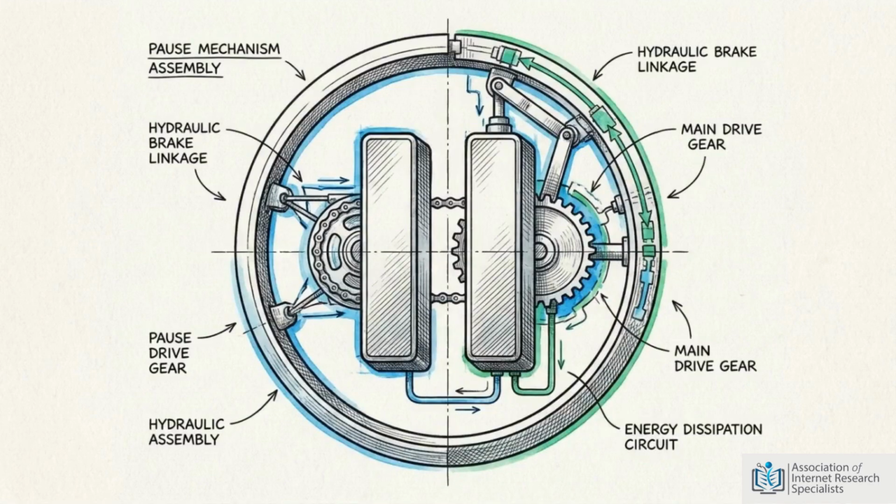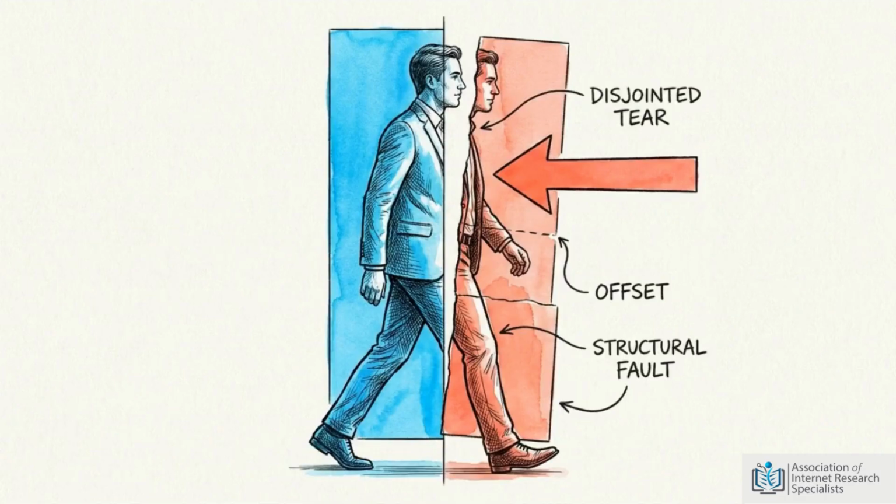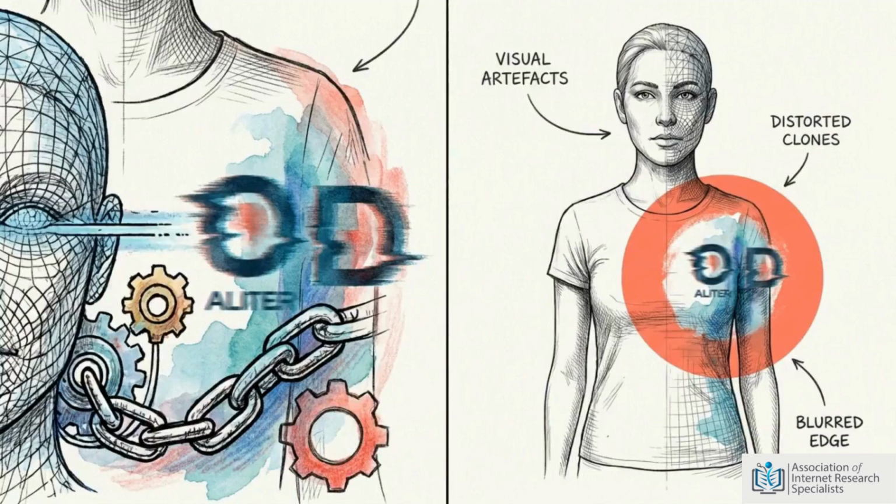Let's test your eye. Pause the video right now. Look at the two examples on screen and identify which one shows spatial tampering and which one shows temporal tampering. On the left, that abrupt gap in the visual flow gives away the temporal jump cut. On the right, the repeating, blurred logo on the shirt is a clear artifact of spatial cloning.